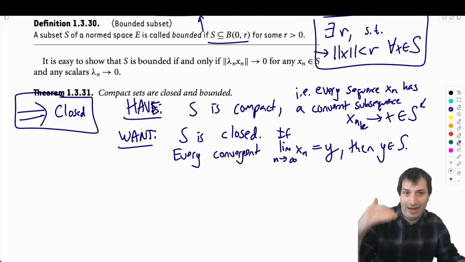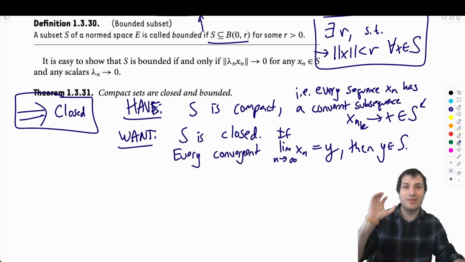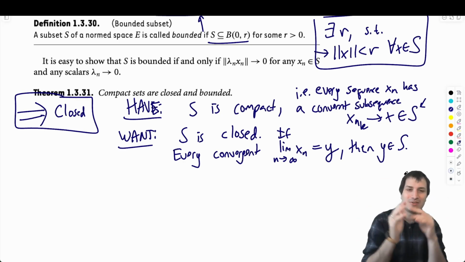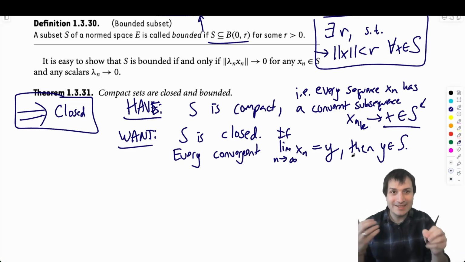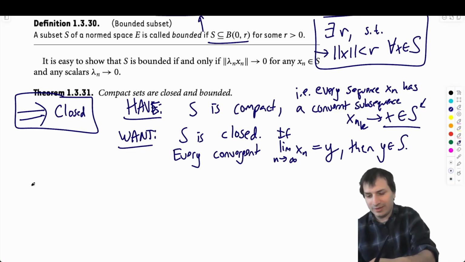That's what we're going to prove. I hope you can see how these two things are related. The thing we have says that we've got these subsequences and they converge to something in S. And what we want to show is that the limit is in S. So how are we going to do it? Let's just write it out.